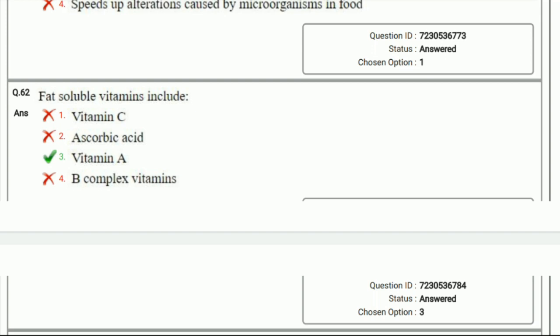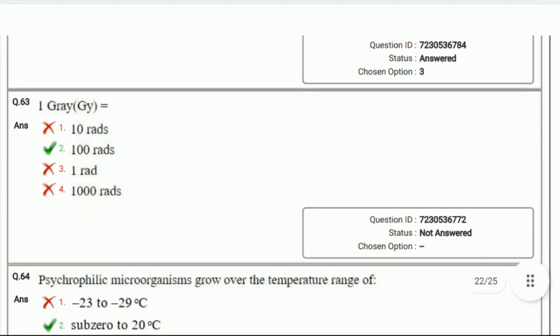Vitamin C, that is ascorbic acid, and certain vitamin B complex vitamins are water soluble vitamins. Next question: 1 kilogram, it is the unit for irradiation. So 1 kilogram is equal to 100 rads. Rads is the basic unit of measuring irradiation.